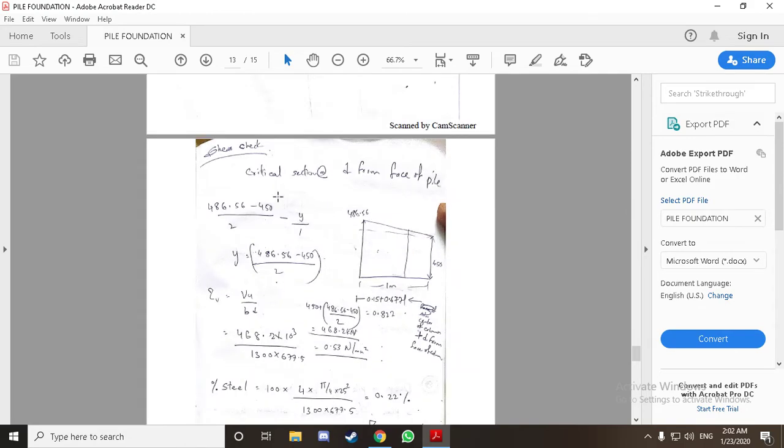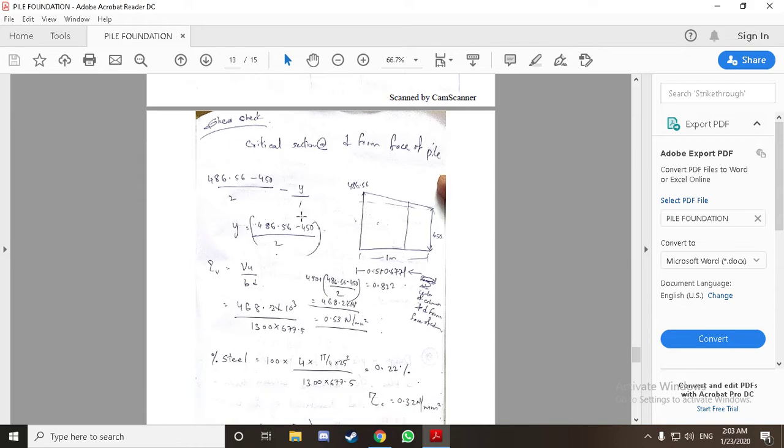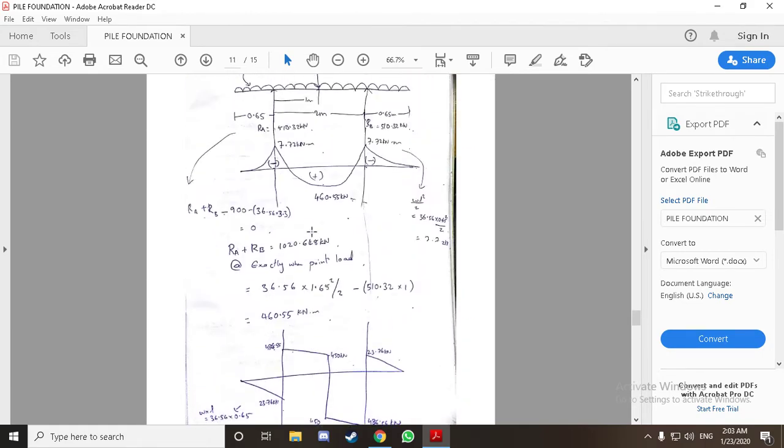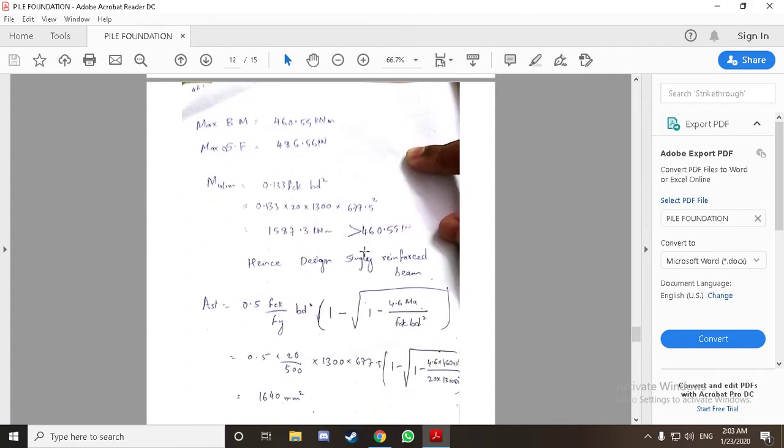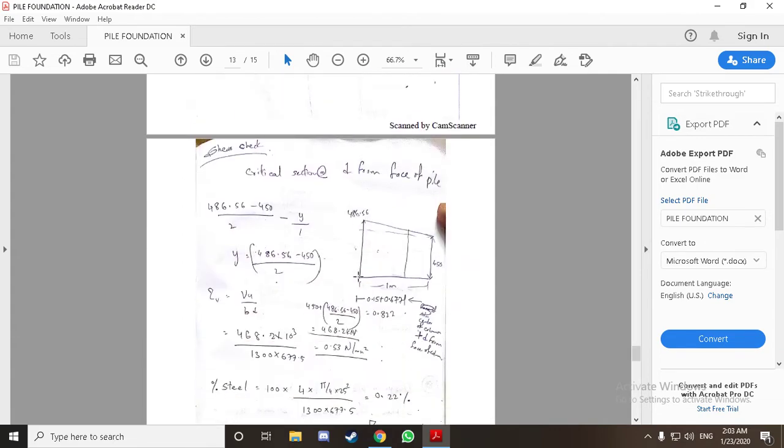Shear check is done at the critical section at d from the face of the pile. We have to go from the face of the pile to a distance d, small d. Let us see what our small d value is. Small d is 677.5 mm, that is 0.677 meters.